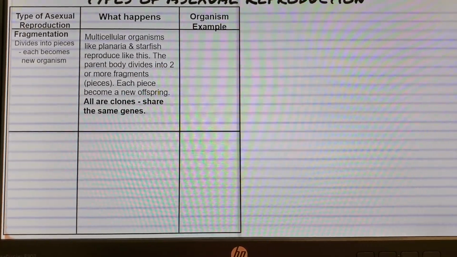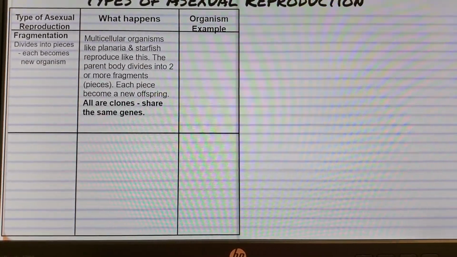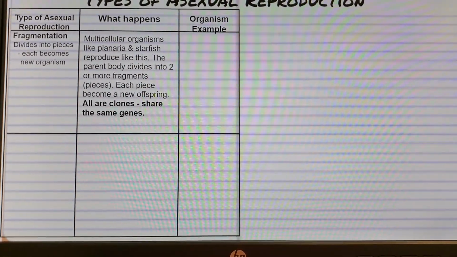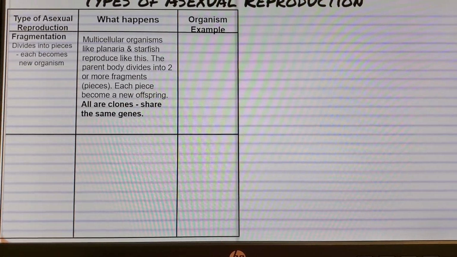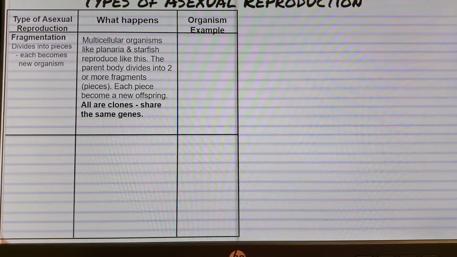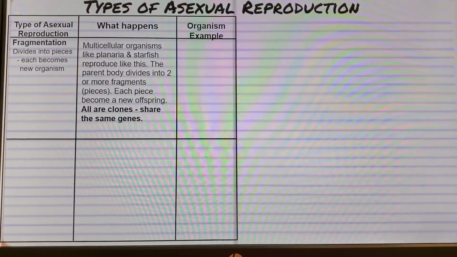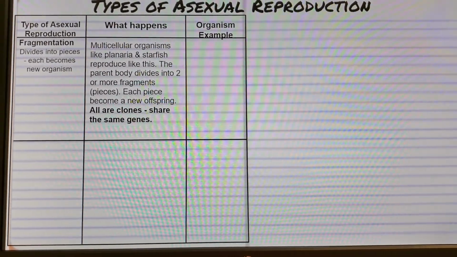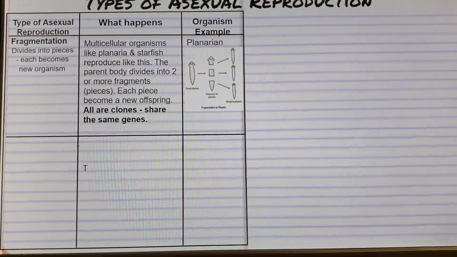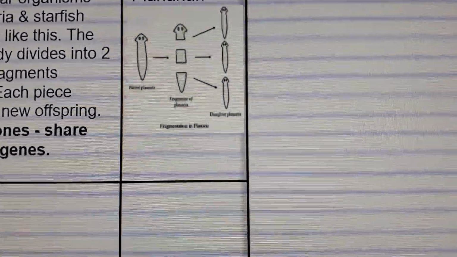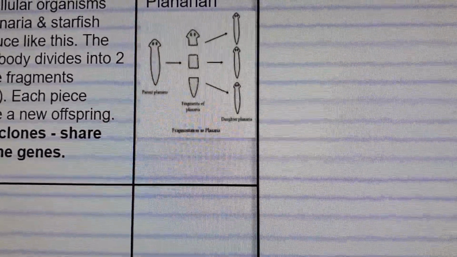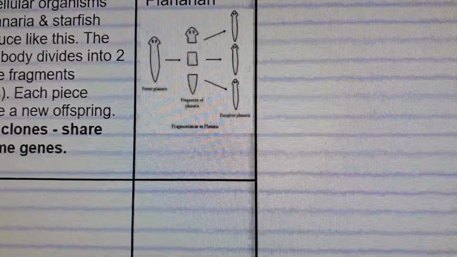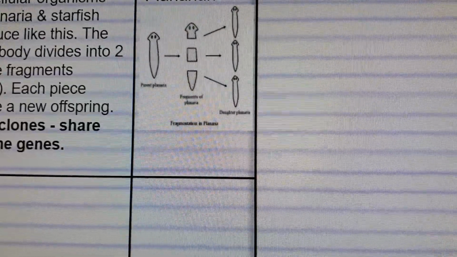The parent body divides into two or more fragments or pieces, and then each piece becomes a new offspring. There was no mixing of mama genes and daddy genes, so all those new offspring are clones. A great example is the planarian. The planarian is a type of worm where however many pieces you cut it into is the number of new organisms that you can get.